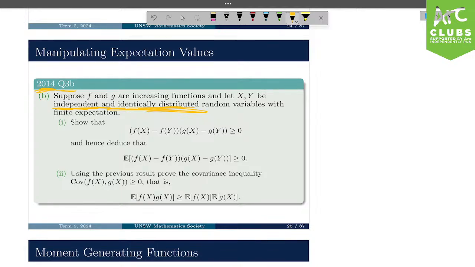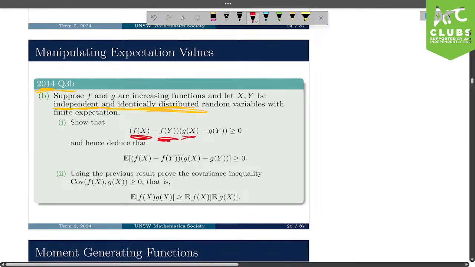So this whole question is really like a crash course in how you manipulate these expectation values in a way that was really not super obvious to me when I did this question. So I thought I would teach you how to do it. So first things first, show that f of x minus f of y times g of x minus g of y is always greater than or equal to 0.